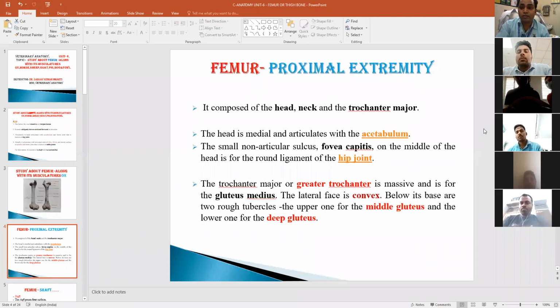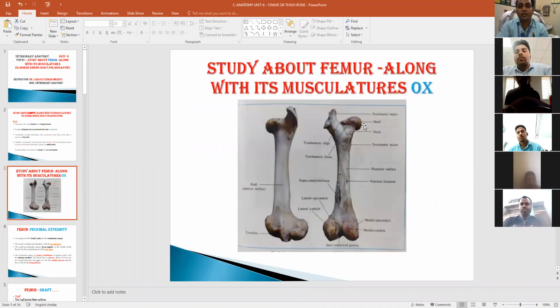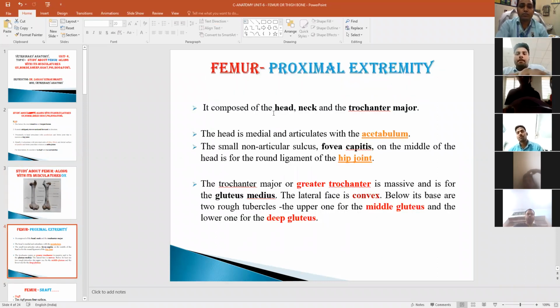So prior to going into details about the remaining topic, we have an idea in short about the proximal extremity. We all know the proximal extremity mainly contains three structures: the head, below that the neck, and the trochanter major. These three structures, along with the trochanteric fossa, are considered part of the proximal extremity. So it is composed of the head, neck, and trochanter major.